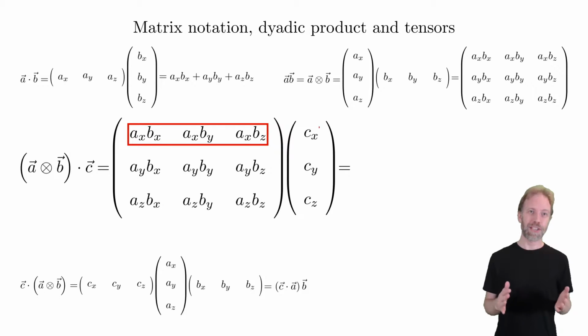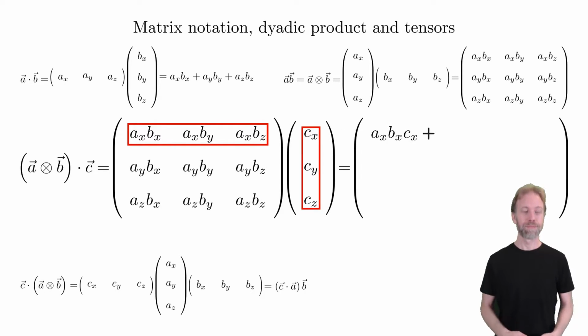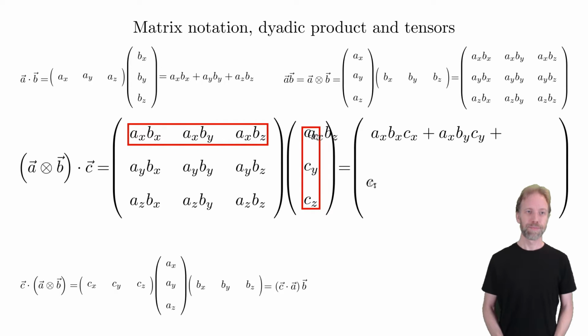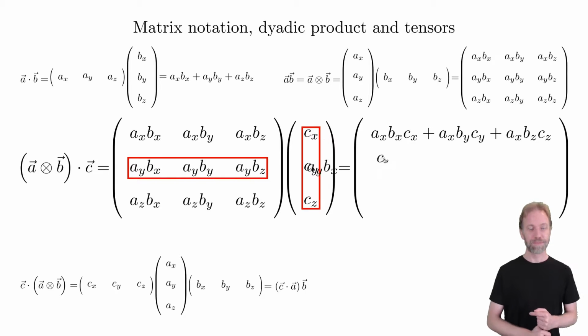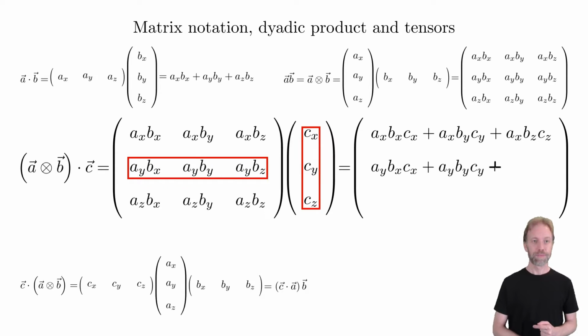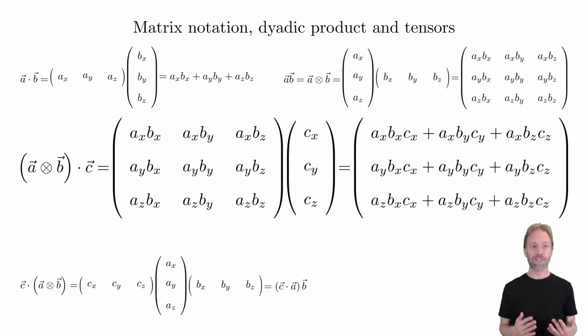Multiply the first row with the column vector to get the first element. Continue with the second row for the second element. And the third row. And we got the vector as a result again.